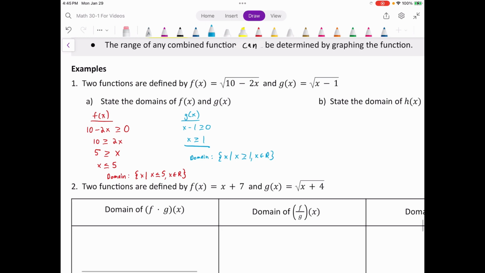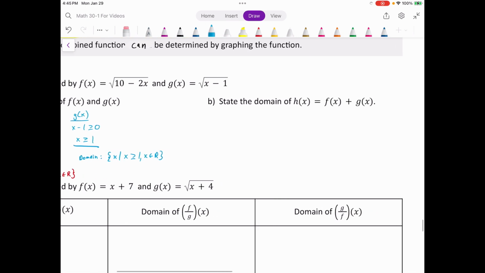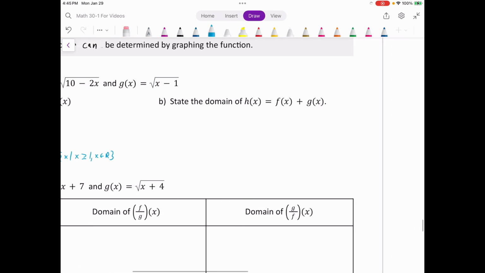Now it wants us to state the domain of h of x, which is just f of x plus g of x. So keep in mind, h of x is only defined if f of x is defined and g of x is defined. It's not an or situation. It's not okay for one of them to be defined but the other not, because then you have a number plus undefined, which is itself undefined.